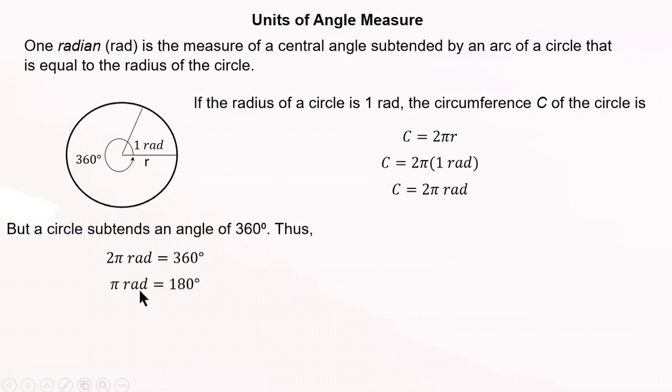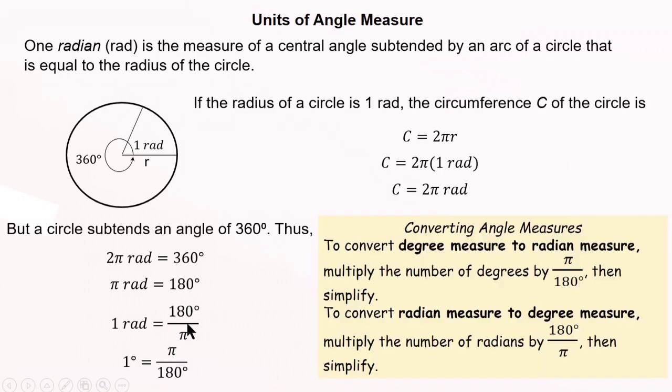Divide the equation by 2, we have pi radian equals 180 degrees. Divide further the equation by pi, and we have 1 radian is equal to 180 degrees over pi. For degree measure, 1 degree is equal to pi over 180 degrees. So this is the process of converting degrees to radians and vice versa. To convert degree to radian, we multiply the number by pi over 180 degrees. While to convert radian to degree measure, multiply the number of radians by 180 degrees over pi.